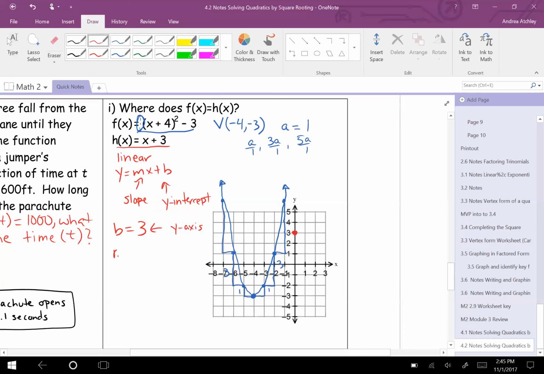Then my slope tells me how to move. What's my slope here? The number in front of x. 1 over 1. So I rise 1 and run 1. Remember that? So up 1, right 1, up 1, right 1. I could also do -1 over -1. So down 1, left 1, down 1, left 1, and so on. I'm going to do as many as I can to make sure I have a nice straight line.